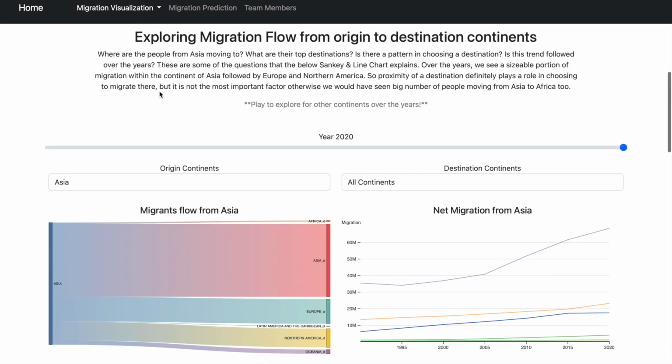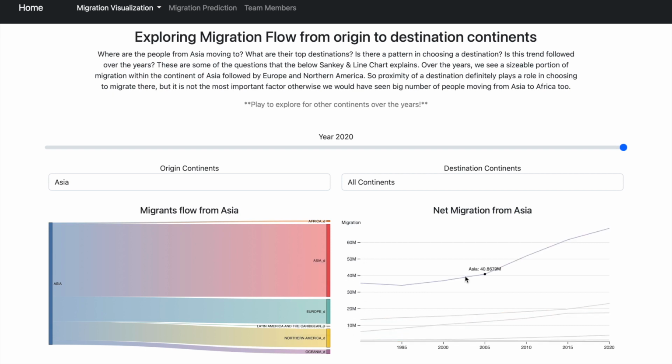To answer the question of where these people are moving to from Asia, this chart shows us the proportion of people moving to different continents. We can see that the maximum amount of people is moving from Asia, within Asia, it's an internal migration, followed by Europe and followed by North America.